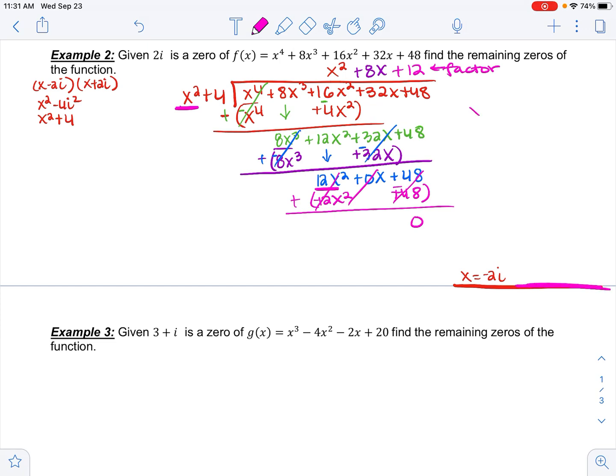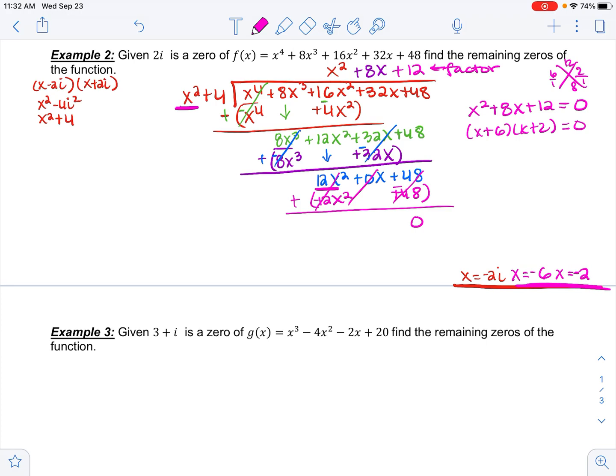Now I want to find my other zeros. So I need to set that factor, x squared plus 8x plus 12, equal to 0 and solve. Okay, this is factorable. Two numbers that multiply to give me 12 and add to give me 8 are 6 and 2. Divide by your lead coefficient, and you get x plus 6 and x plus 2. And now I know my other two zeros are x equals negative 6 and x equals negative 2.